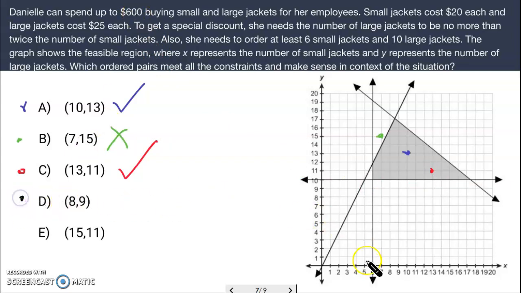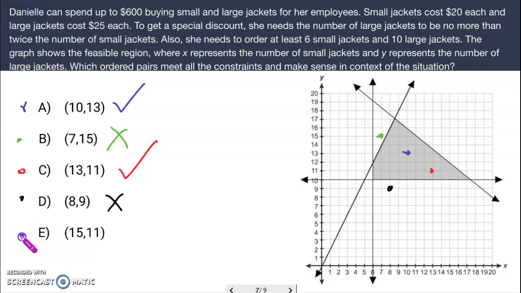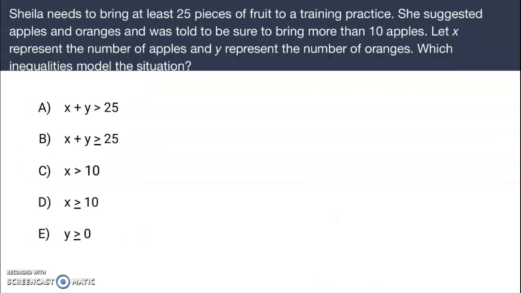D, 8, 9. Here's 8, and here's 9. 8, 9 is outside of the region. That's not going to work. And then finally, we have E, which is 15, 11. Let's get a different color here, purple. Here's 15, here's 11, right there. Alright, so A works, C works, and E works. Those combinations of large and small jackets are within the constraints, within the shaded region, so we know it satisfies the constraints.